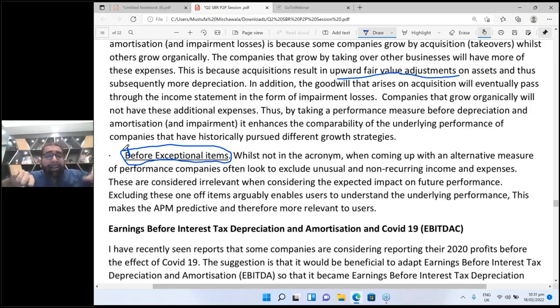So it's better you exclude those one-off events, so that you can compare with your past, and you can compare with your competitors as well. And in this way, excluding these one-off items arguably enables users to understand the underlying performance. This makes APM predictive and therefore more relevant for users.